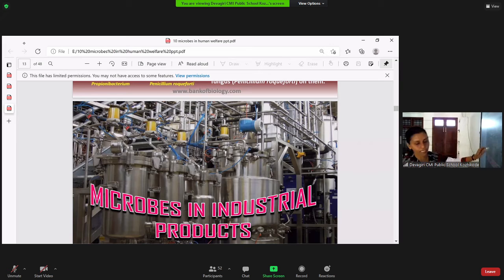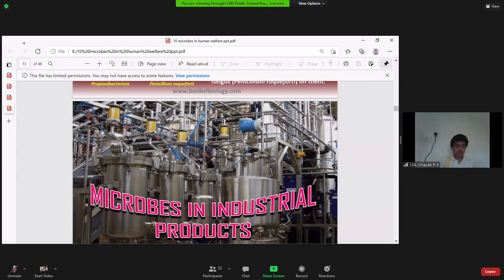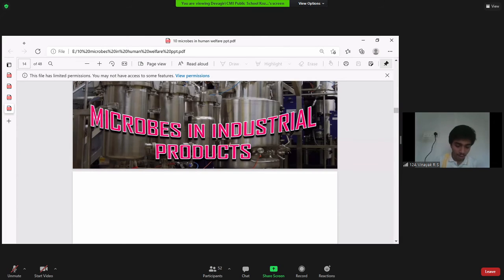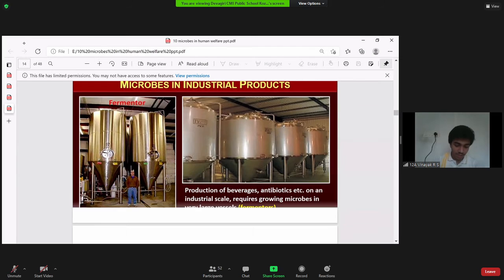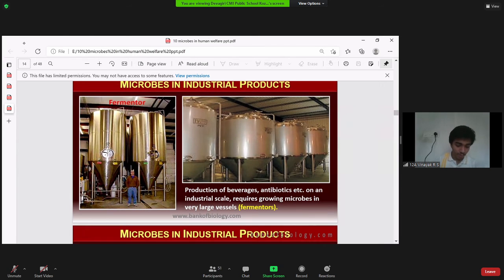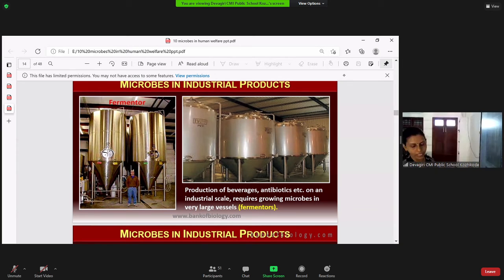Vinayak, read fermented beverages, page number 182. Microbes, essentially yeast, have been used from time immemorial for the production of beverages like wine, beer, whiskey, brandy, or rum. For this purpose, the same yeast, Saccharomyces cerevisiae, used for bread making and commonly called brewer's yeast, is used for fermenting malted cereals and fruit juices to produce ethanol.